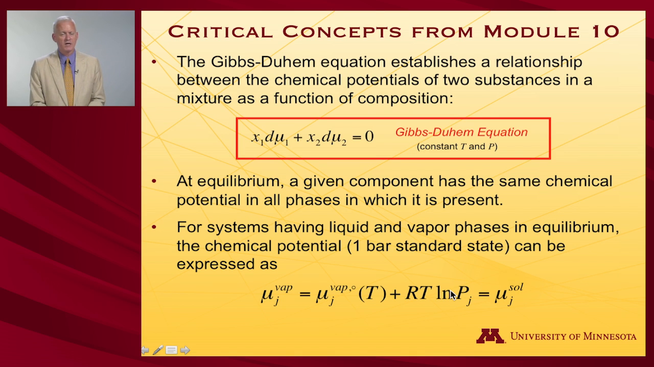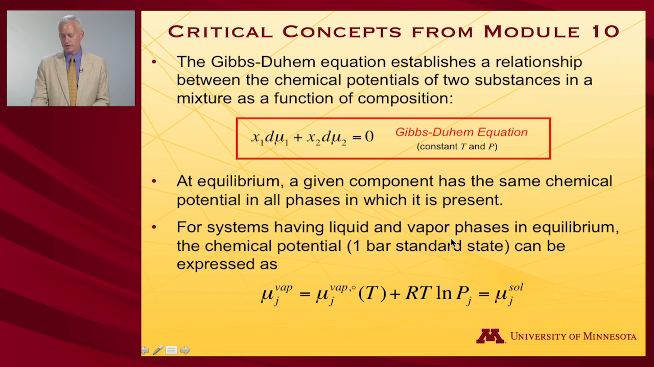So the Gibbs-Duhem equation is a very powerful thermodynamic relationship that lets us relate chemical potentials of different substances in contact with one another as a function of composition. And it's expressed here and derived in an earlier lecture. At equilibrium, a given component has to have the same chemical potential in all phases in which it's present. If it does not, there will be flow of matter from the higher chemical potential to the lower chemical potential until things are back in equilibrium.